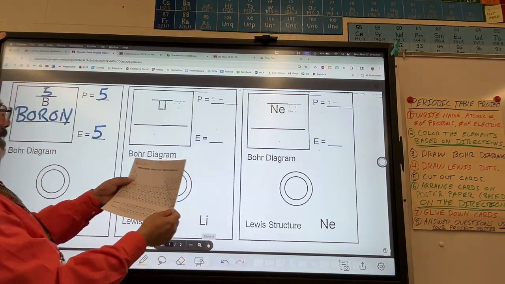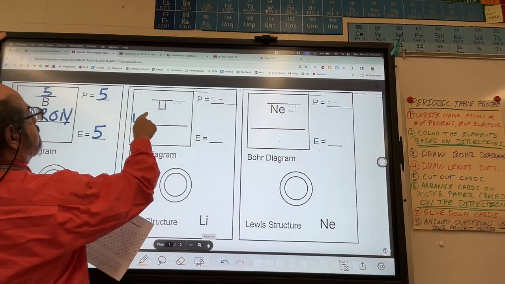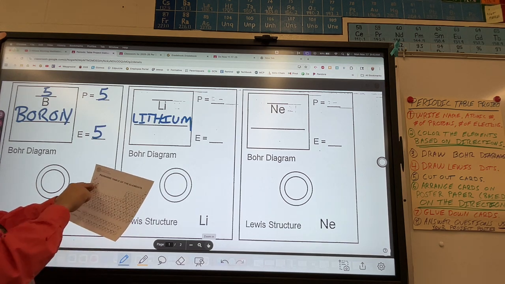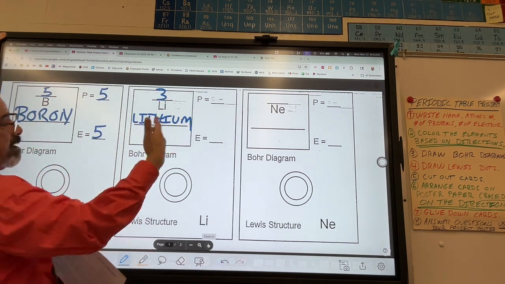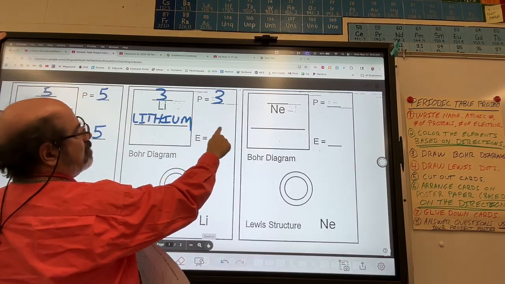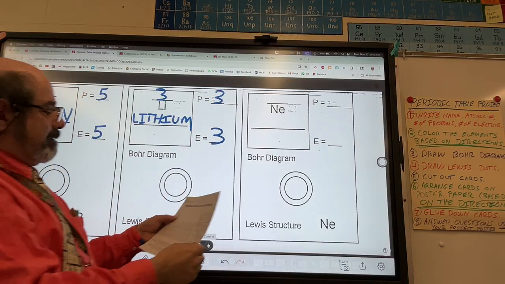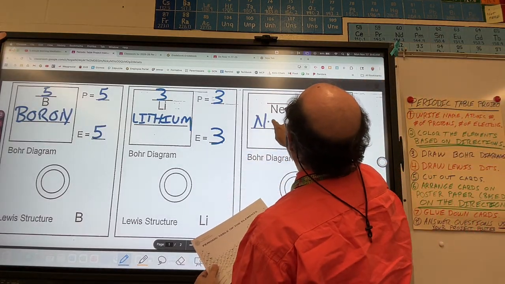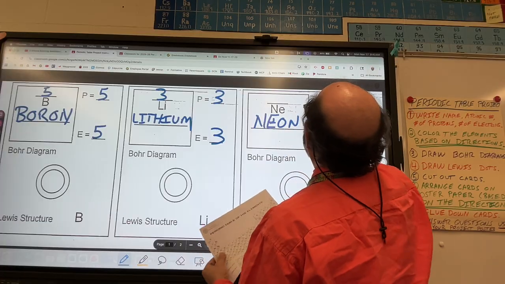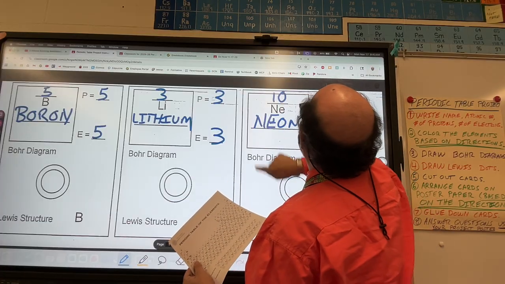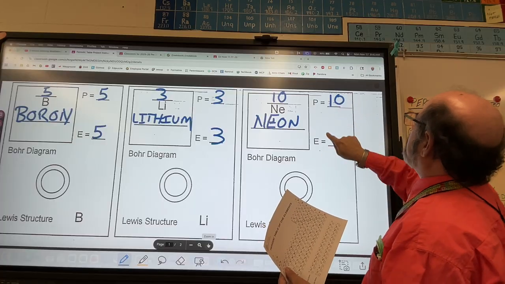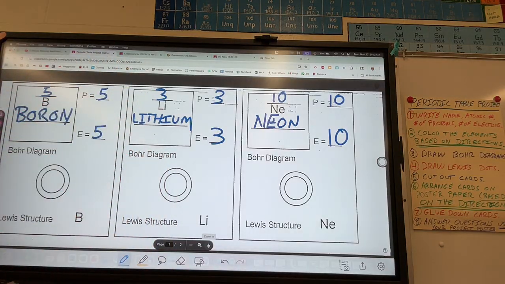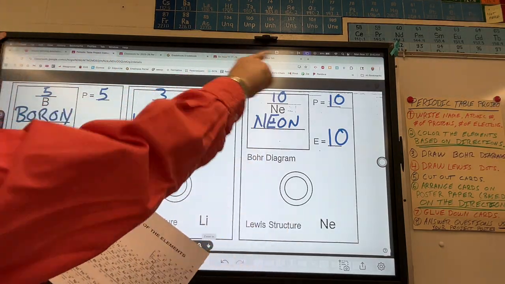The next one is lithium. Lithium's right there. Okay, the number at the top is 3, which is the atomic number, which is the number of protons, and in a neutral atom, 3 electrons. And neon, let's see, neon is over here on this side. Neon. And that has 10 protons and 10 electrons. So you should do this for all of them while you have your periodic table handy.